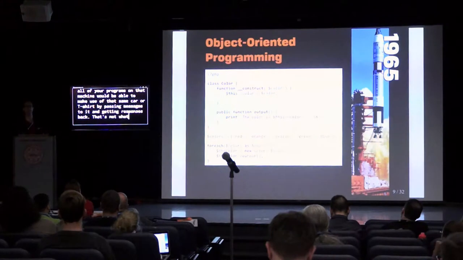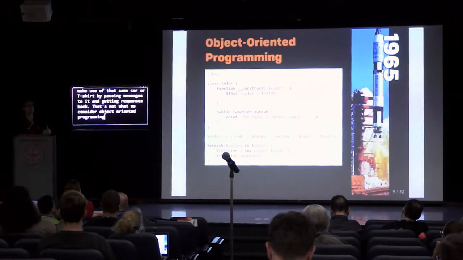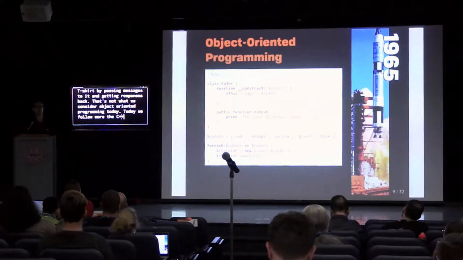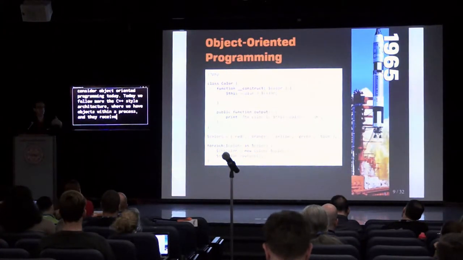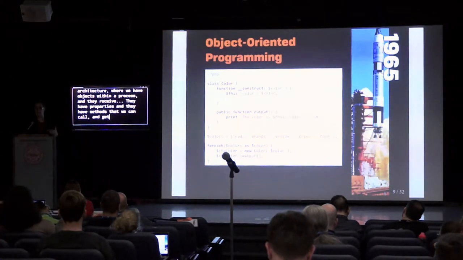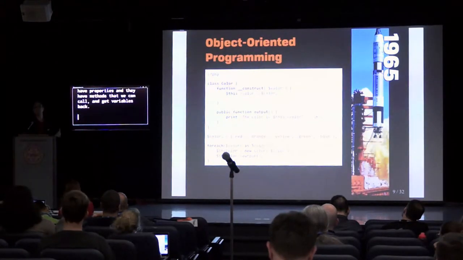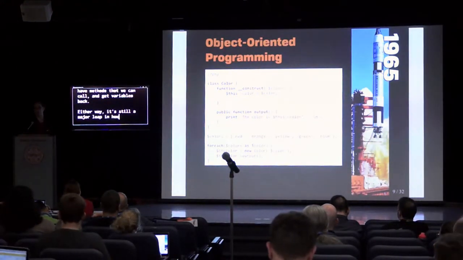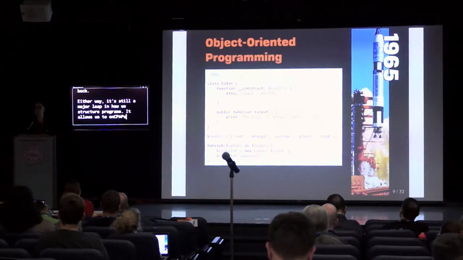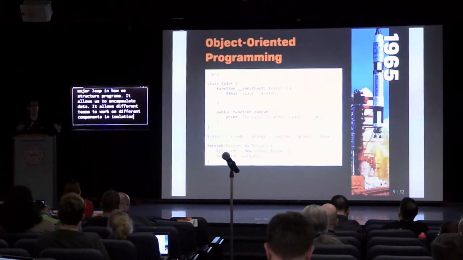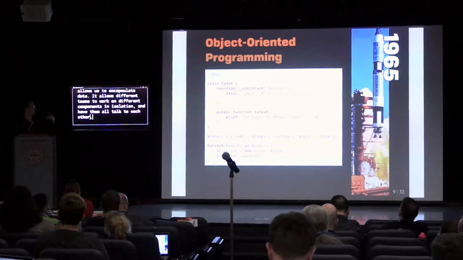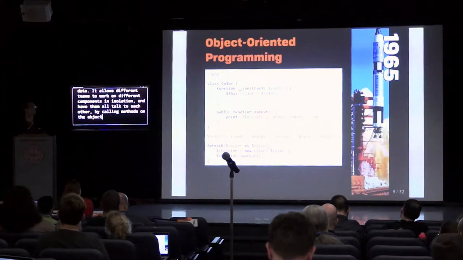That's not what we consider object-oriented programming today. Today we follow more of the C++ style architecture where we have objects within a process and they have properties and they have methods that we can call and get variables back. Either way, it's still a major leap in how we structure programs. It allows us to encapsulate data. It allows different teams to work on different components in isolation and have them all talk to each other by calling methods on the objects they create. It was a big step forward. I don't want to poo-poo it too much.